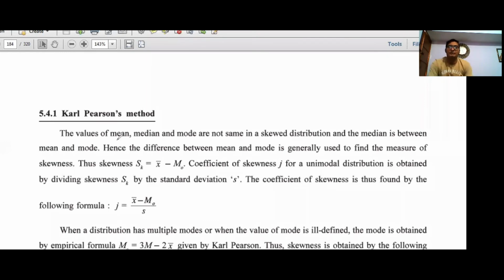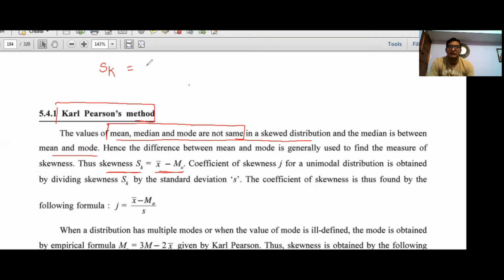The values of mean, median and mode are not the same in a skewed distribution, and the median is between the mean and mode. It means mean, median and mode are not the same at this point. So now the measure of skewness is x bar minus Mo. This is the first formula under the Karl-Pearson method. Skewness is equal to x bar minus Mo, where x bar stands for mean and Mo stands for mode.